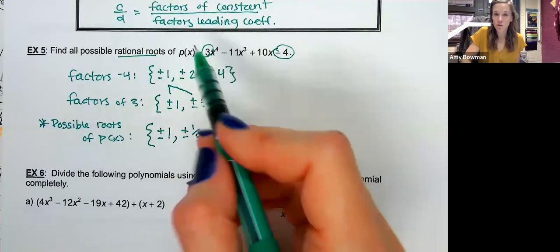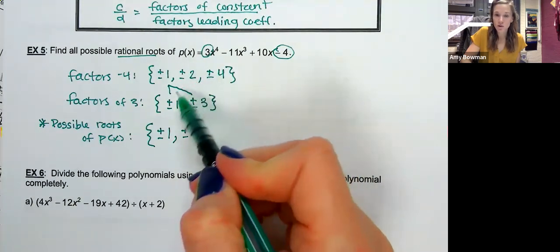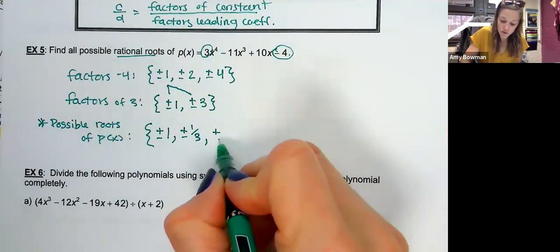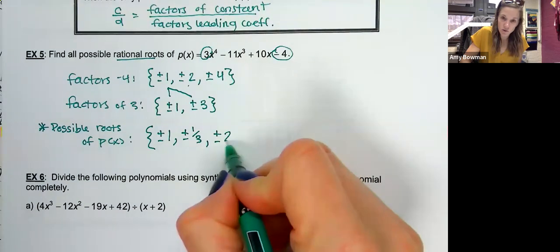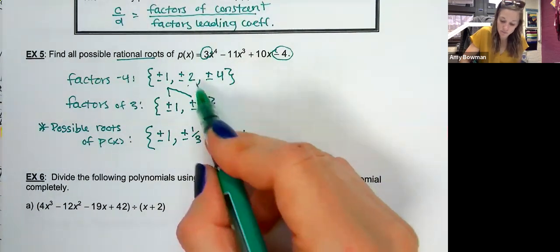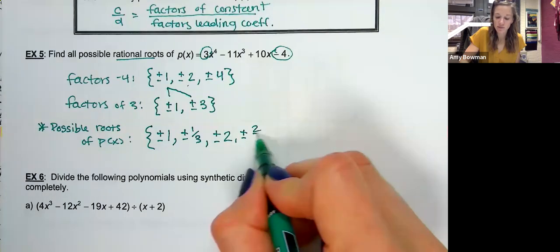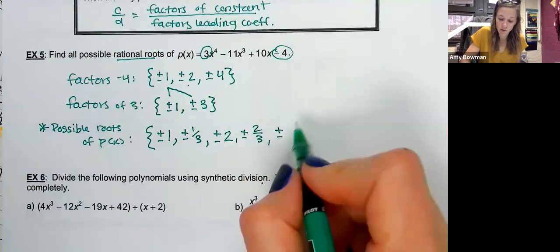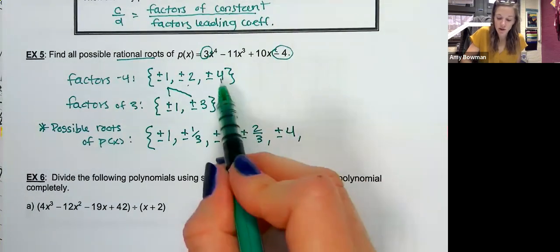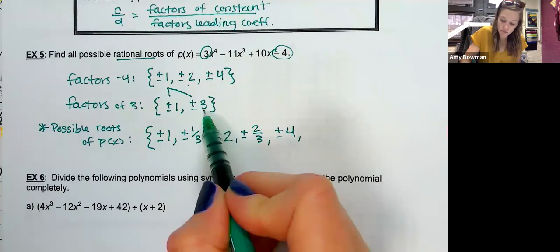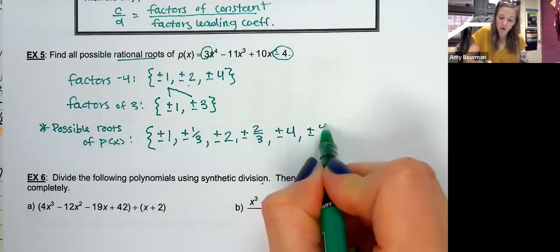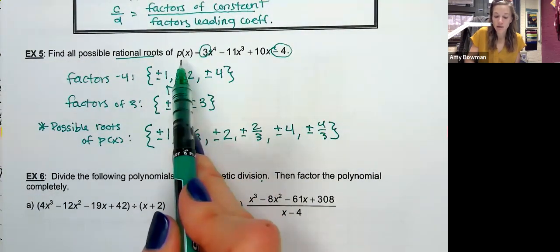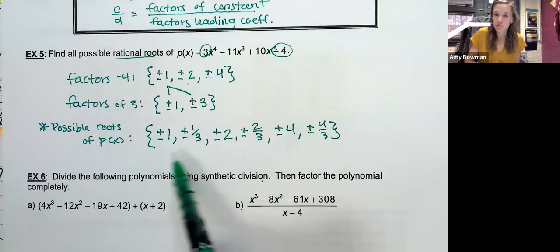Then I would move on to 2. 2/1 or 2/3. So we've got positive or negative 2, positive or negative 2/3. And then lastly, I've got positive or negative 4/1, which is just positive or negative 4, and positive or negative 4/3. So if P of X has any rational roots, they will have to be in this list. These are the only possible rational roots.